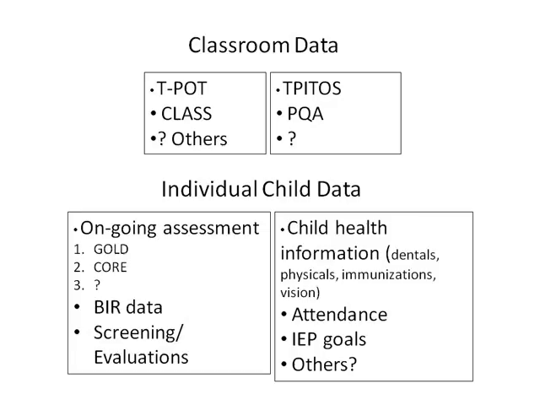This is talking about how we're collecting data. Some of the other things we might be looking at underneath individual child data are BIR data, or behavior incident reports, children's screenings and evaluations, child health information, so dentals, physicals, immunizations, vision screenings. We'd also be looking at individual child attendance and IEP goals. Anything else under individual child data that I've missed?